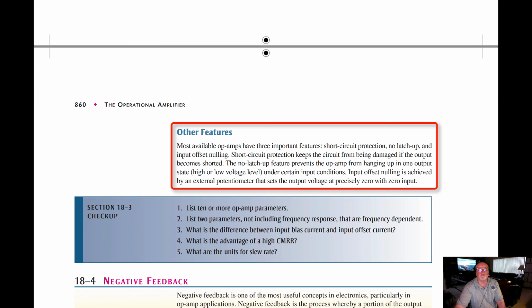Other features: most available op-amps have 3 input features: short circuit protection, no latch up, and input offset nulling. Short circuit protection keeps the circuit from being damaged if the output becomes shorted. The no latch feature prevents the op-amp from hanging up on one input state, high or low, under certain input conditions, and the input offset nulling is achieved by an external potentiometer that sets the output voltage at precisely zero with zero input.